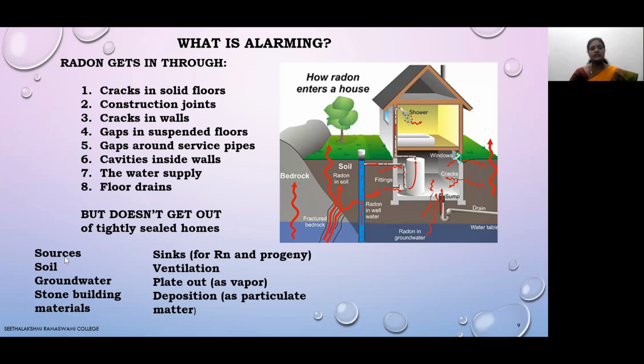We can see the sources like soil, groundwater, stone building materials. So these are the sources of radon, whereas sinks for radon and progeny are ventilation, plate out as vapor, and deposition as particulate matter.